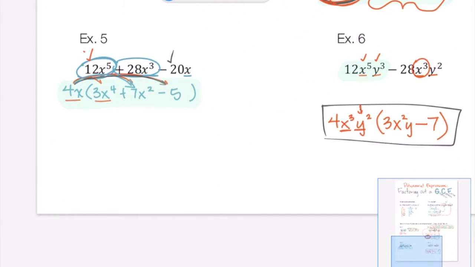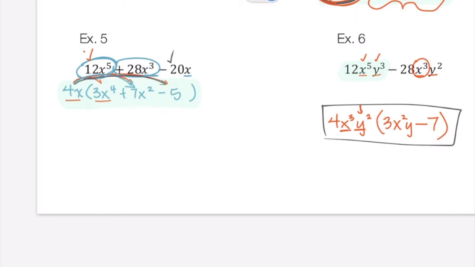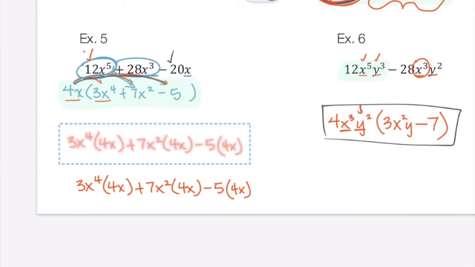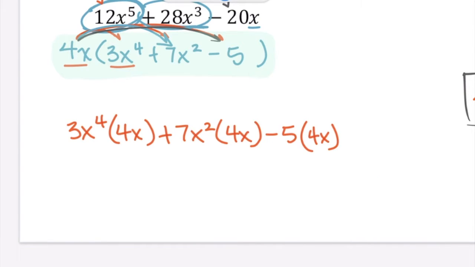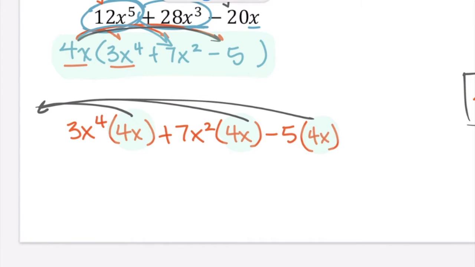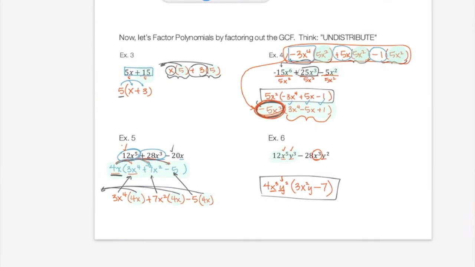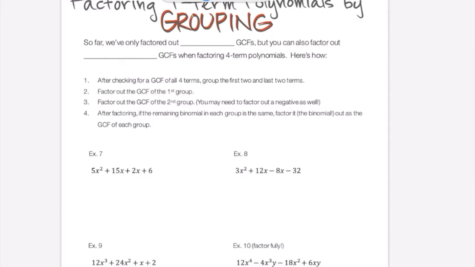And let's just do one last visual example of this. I could have rewritten 12x to the fifth plus 28x cubed minus 20x as 3x to the fourth times 4x, 7x squared times 4x again, and negative 5 times 4x. Notice what happened is the 4x gets undistributed. That's why it's out front right here. And then what's left is a 3x squared plus 7x minus 5. So keep that in mind, because that concept is what's going to help us build on the next topic.